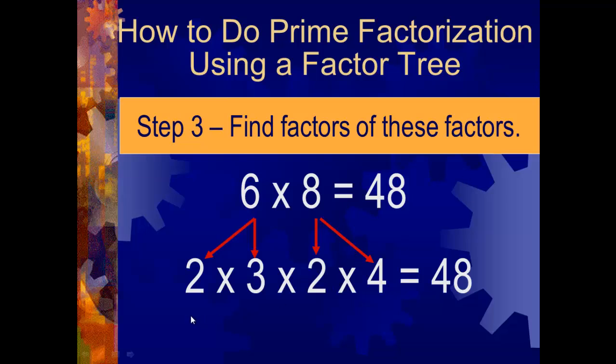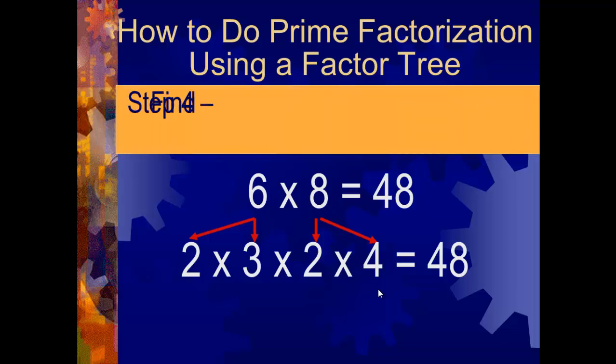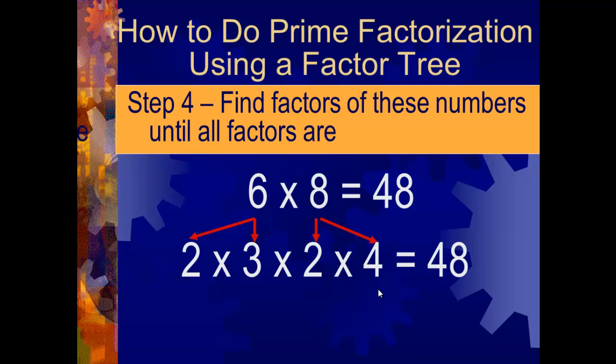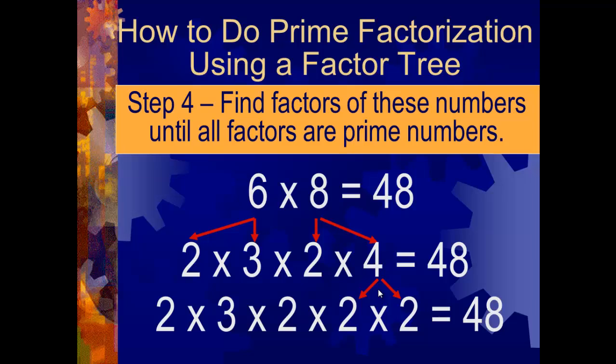8 is 2 by 4. Okay, 2 is a prime. That's okay. 3 is a prime. Right. 2 here is a prime. Okay. 4 is not a prime. So we will break 4 into 2 numbers multiplied by each other from the timetable. 2 by 2. Now see all the prime factors we have. 2, multiply by 3, multiply by 2, multiply by 2, multiply by 2.